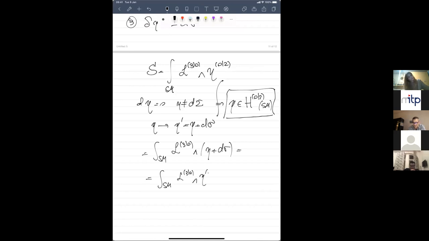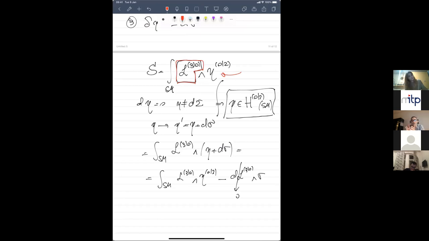Of course, if I have boundary terms, I have to do some modification. But if I do integration by parts, I have d L3 0 wedge sigma. But now this object drops out because my Lagrangian is closed. So this means if my action is closed, then automatically I can choose my representative as I wish.